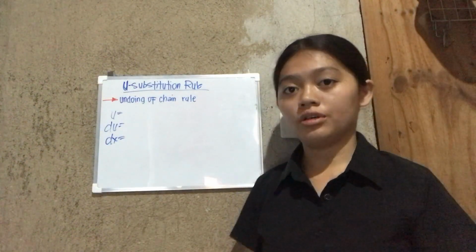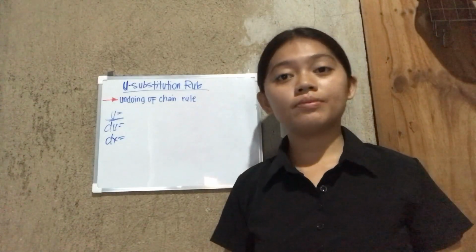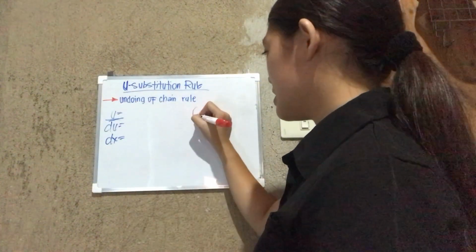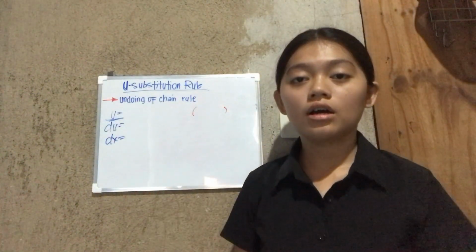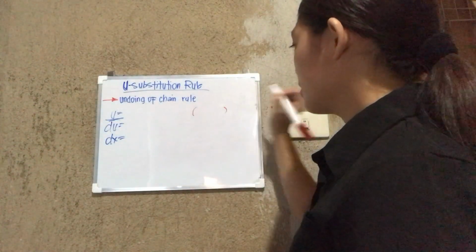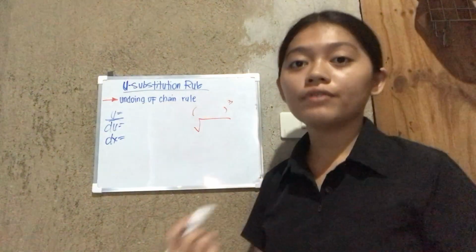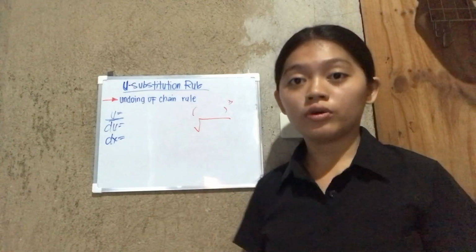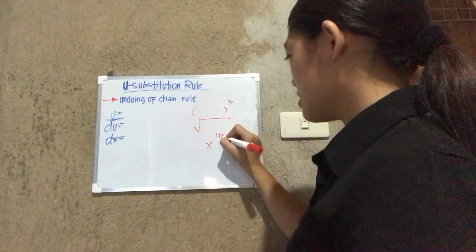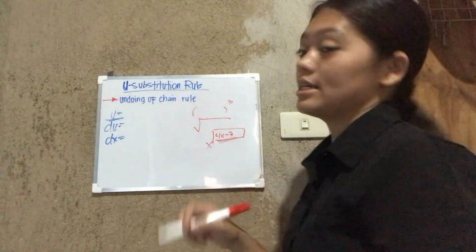Now for the inside function, or our u, in looking for the u in the original function, all you have to remember is that u can be found inside a parenthesis, or in a function that has an exponent, or a function in a radical, or even in the exponent of a term. For example, x raised to 4x minus 7. This 4x minus 7 will be our inside function.